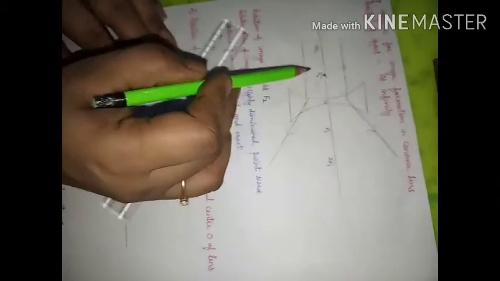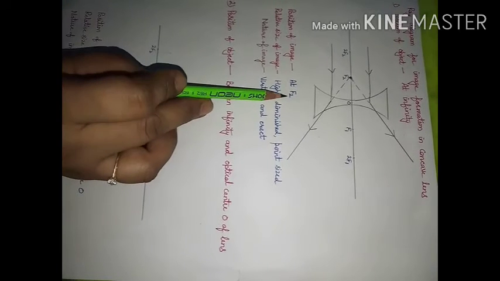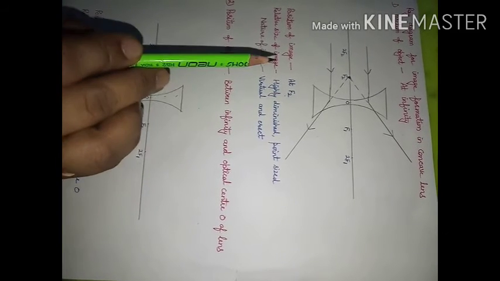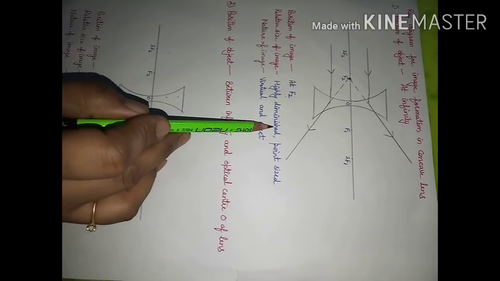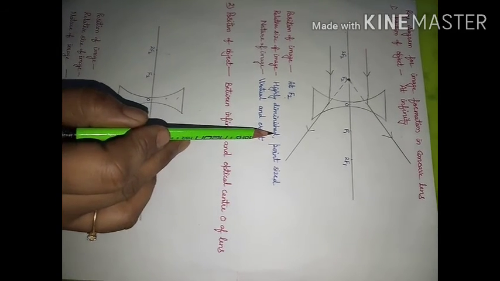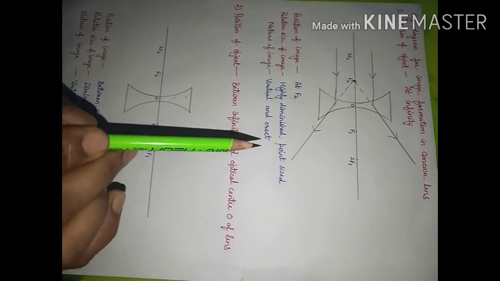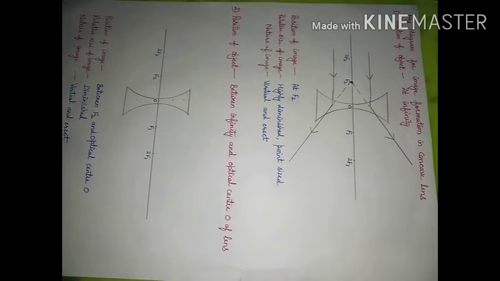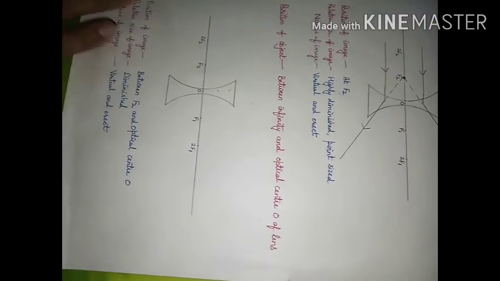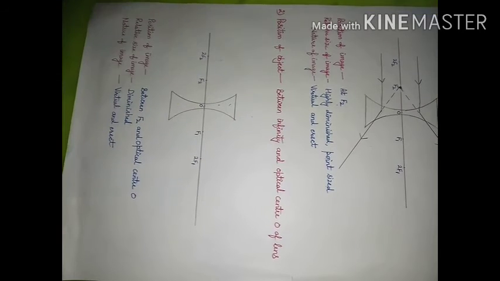So the image will appear to form at the focus. So the position of the image will be at the focus. This will be very small, so it is point sized, or we can say it is highly diminished. And as the rays do not actually intersect with each other, the image nature will be virtual and erect. Second, we will consider the object position anywhere between optical center and infinity.